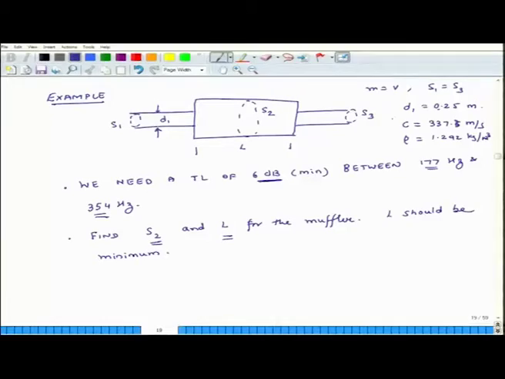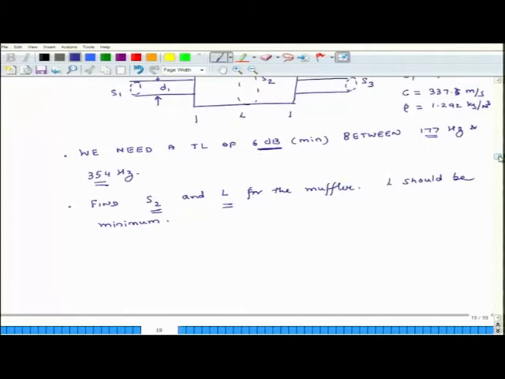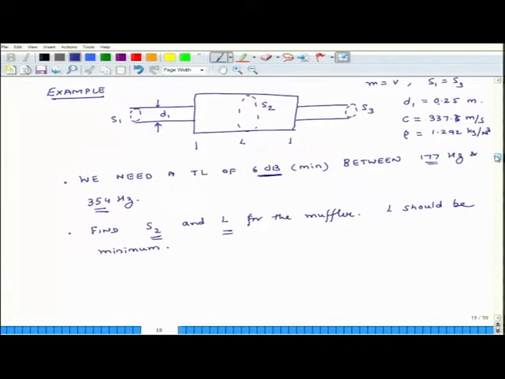And of course, we are given the diameter of the inlet port, and we are also told that inlet and exit ports have the same cross sectional area. So, how do we do this problem? Now, to do this we have to get some physical understanding of how this muffler is working.